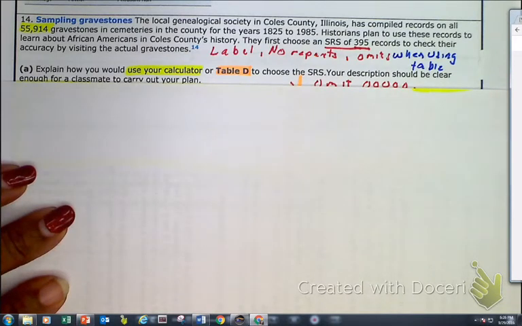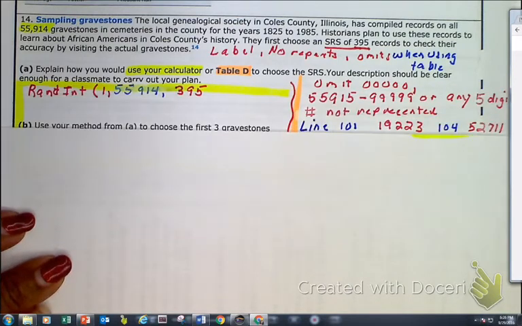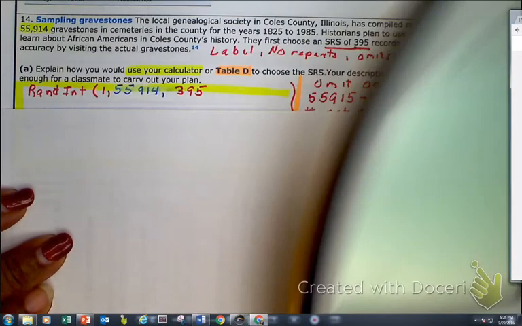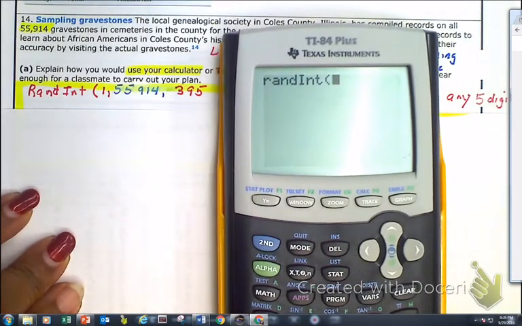So, we're talking about sampling gravestones. Okay, here we go. For us in the random digit table, I already have random digit in there.